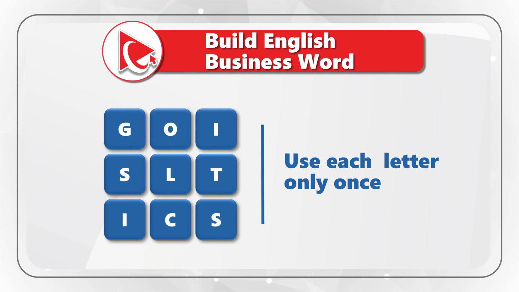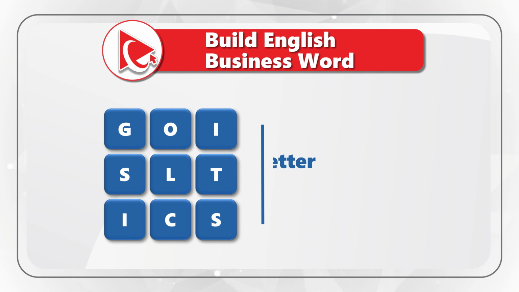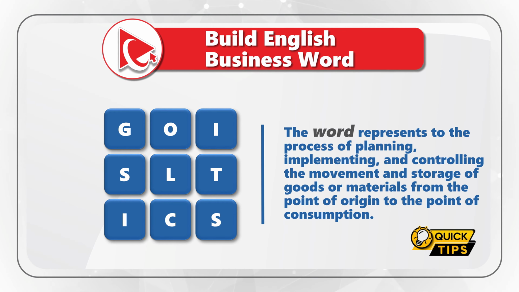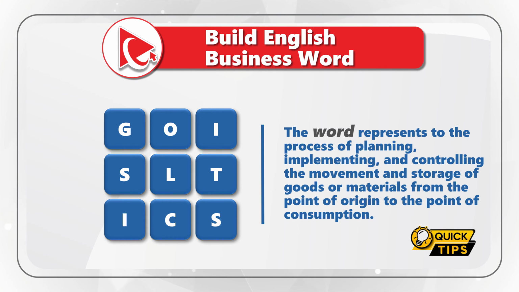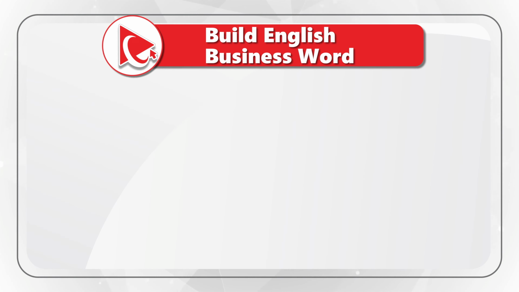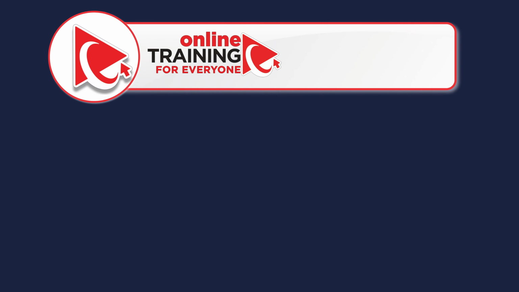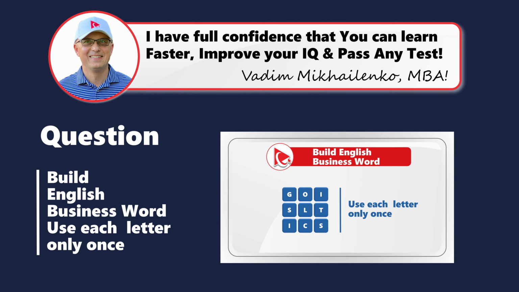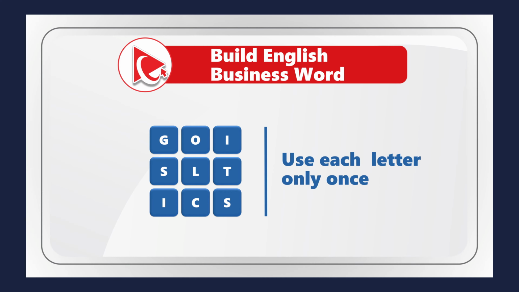Because I want you to succeed so much, I'm going to give you a quick hint. The word represents the process of planning, implementing, and controlling the movements and storage of goods or materials from the point of origin to the point of consumption. Did you figure it out? I'm going to move forward and share with you my version of the answer. But if you have a better way or alternative way to solve it, please make sure to post in comments.